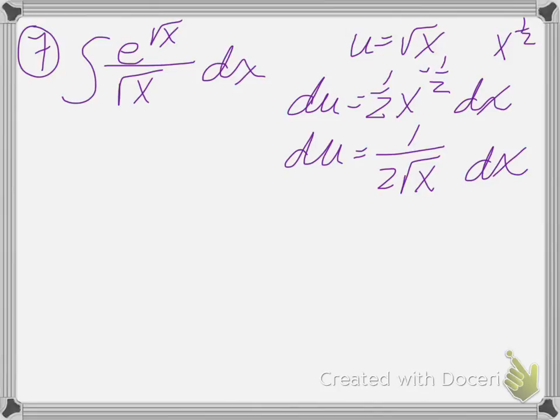Okay, so when you look at that, you're going to notice, hopefully, that you have a square root of x on the bottom, so that matches that, but you have that annoying 2 there. So in order to get rid of that 2, you're going to have to multiply both sides by 2, and when you do, you'll get this.